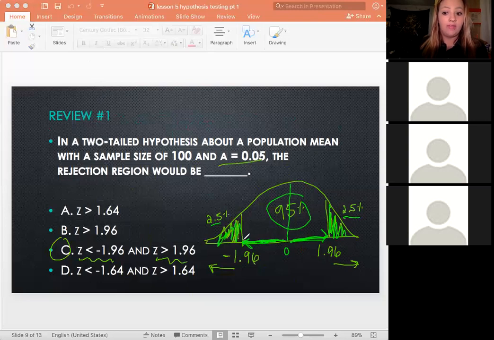We know that between plus or minus two standard deviations, or 1.96 standard deviations, we have 95% of the data. That makes sense. So the middle is 95%, and then our rejection region has to be this 5%, so 2.5 on either side. So that's why we're able to make that conclusion that our rejection region is this shaded area. So Z is less than negative 1.96, and then Z is greater than 1.96. Does that make more sense? I would review the empirical rule if this doesn't make sense.